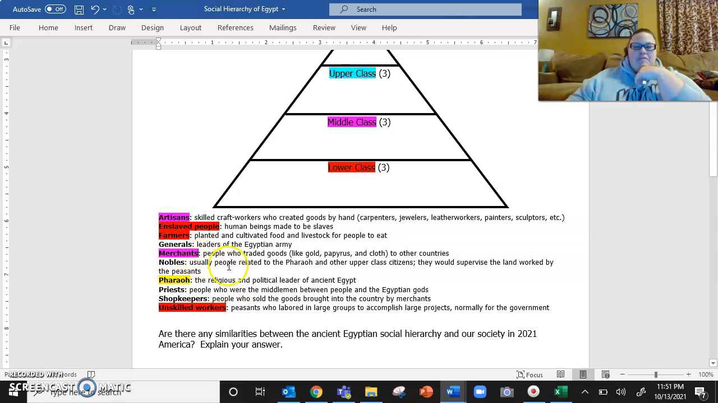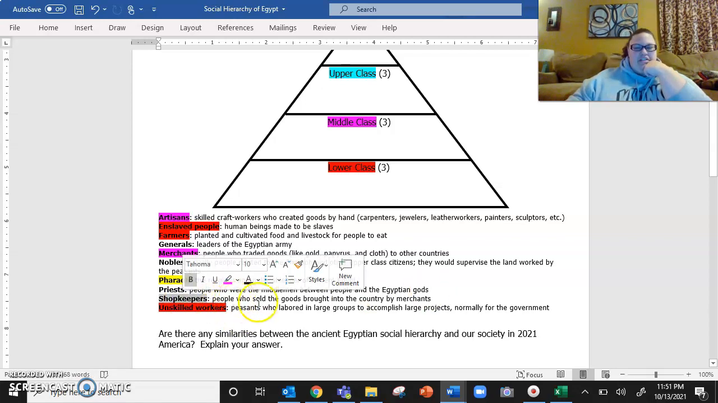Nobles, usually people related to the pharaoh and other upper class citizens, they would supervise the land worked by the peasants. That doesn't really seem like they are running a business, nor does it seem like they're making goods. Priests, people who were the middlemen between people and the Egyptian gods. It's not a business. They're not making anything.